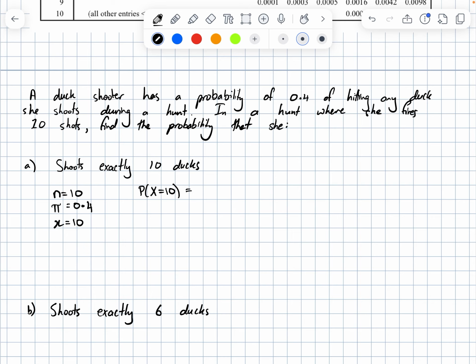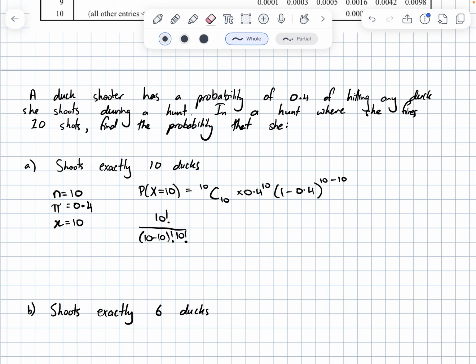Well, that will be equal to, using the formula, 10C10 times 0.4 to the power of 10 times (1 minus 0.4) to the power of n, which is 10, minus x, which is 10. Now 10 choose 10 gives us 10 factorial over (10 minus 10) factorial times 10 factorial. Well, 10 minus 10 is 0, and 0 factorial is 1. So that will be gone. So we get 10 factorial over 10 factorial, which is just 1.